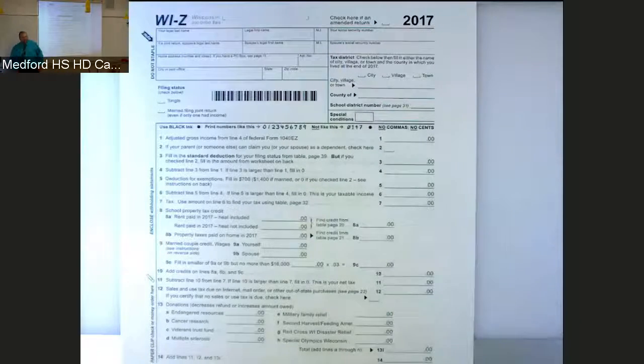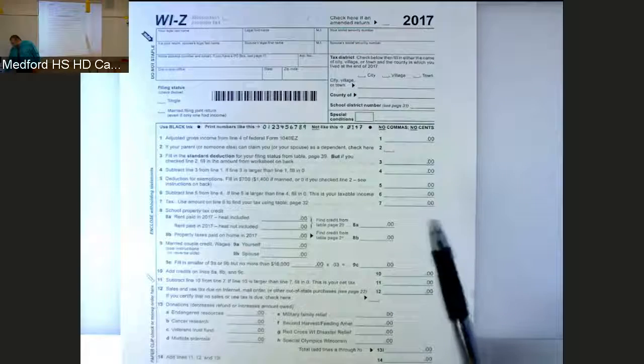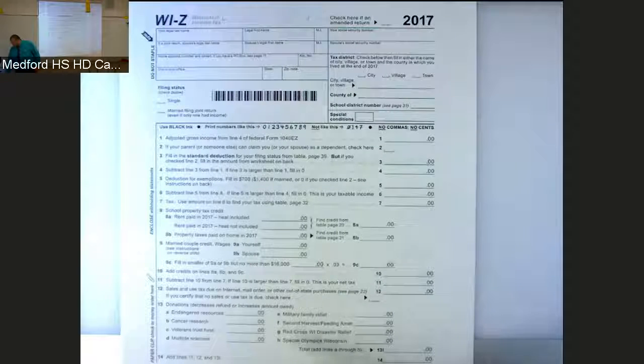There is a school district number. Again, you have to look up what that number is. But just doing a little bit of research, it's out there. It's not that hard. And then we can get into the actual tax part.